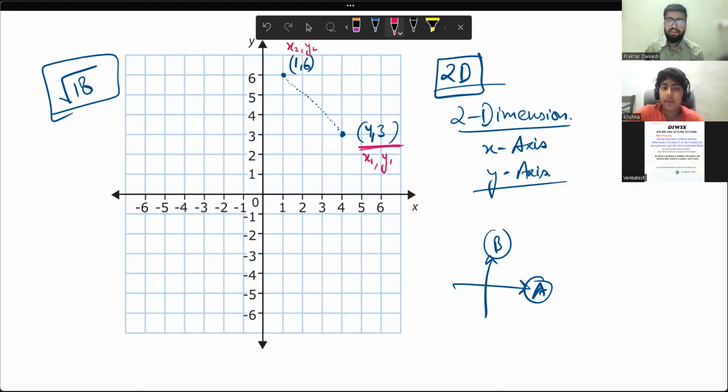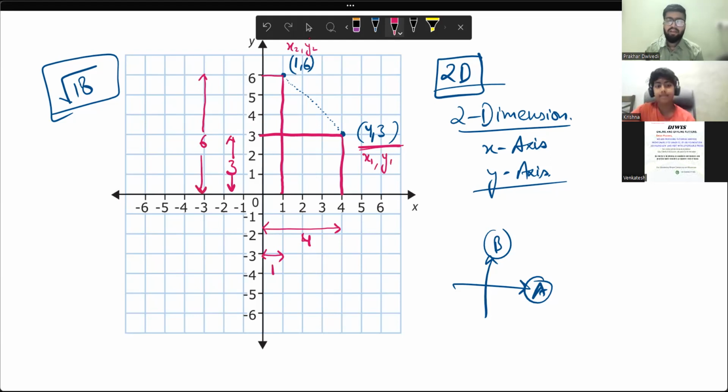From this point, if we draw a perpendicular on the x-axis and a perpendicular on the y-axis, and the same from this other point also, we know that the distance from here to here is 4, and from here to here is 1. On the y-axis, the distance from here to here is 3 and from here to here is 6.